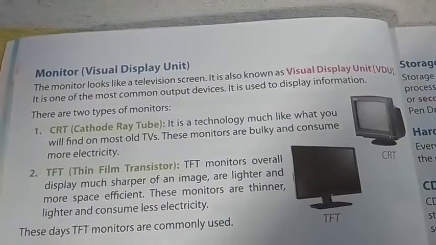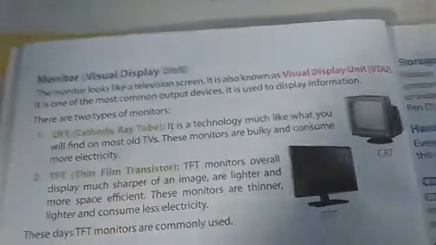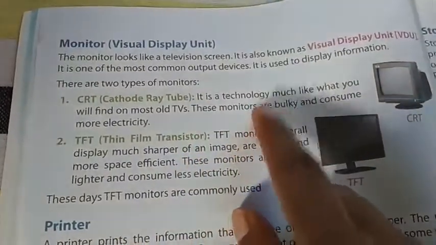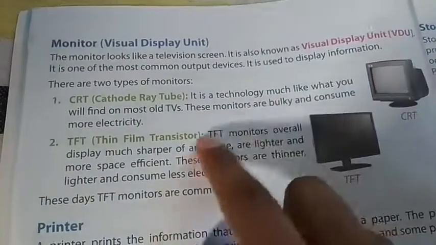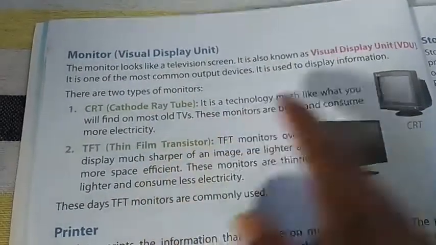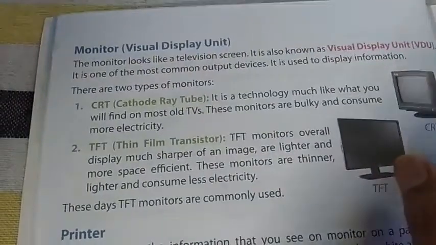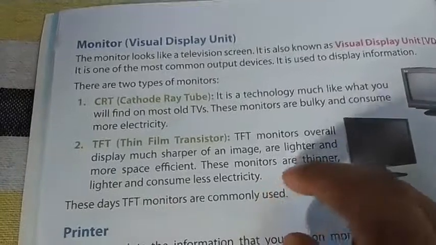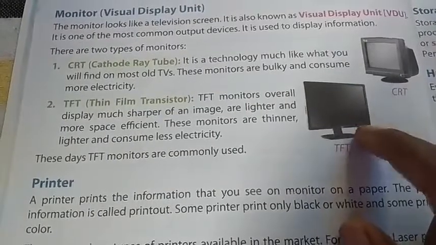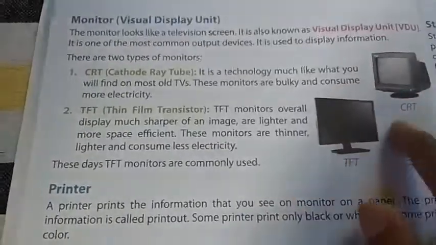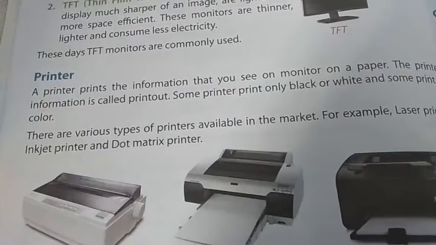There are two types of monitor, CRT cathode ray tube and TFT thin film transistor. CRT means it looks like old TV models. These monitors are bulky and consume more electricity. In CRT, it consumes more power, but in TFT, it consumes less electricity. TFT looks smarter, lighter weight and flat screen, which you can see here. These days TFT are commonly used.